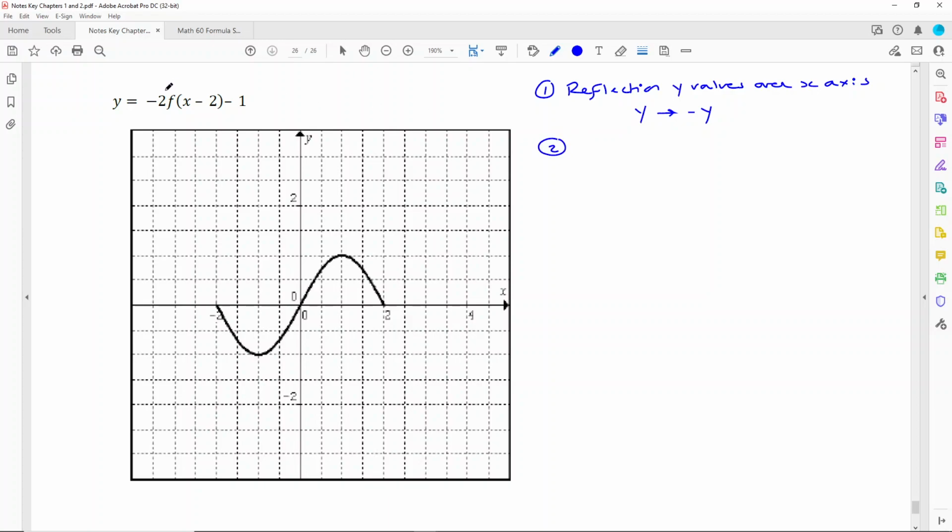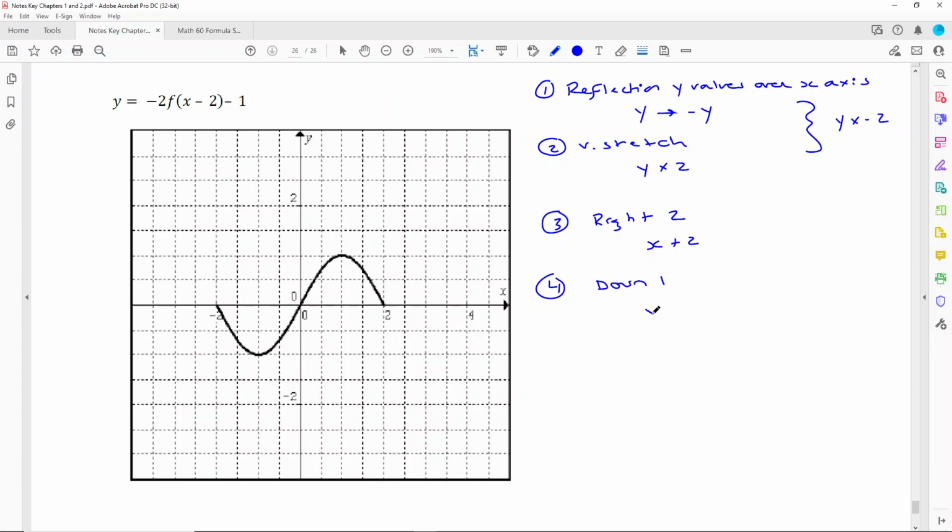Second transformation is the 2. What's the 2 going to do? It's going to vertically stretch my graph. My Y values are going to get multiplied by 2. Now in reality, I do these two together and I just multiply my Y value by negative 2. Okay, third transformation is my C. That's going to move it where? Right 2. So it's going to take my X values and I'm going to add 2. And then my last transformation, 4, is my D. It's going to move it where?